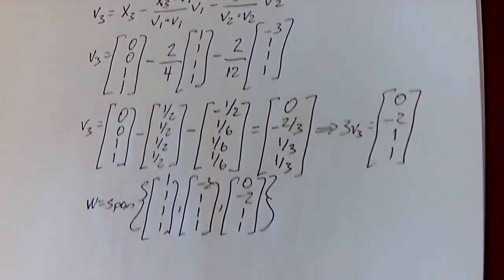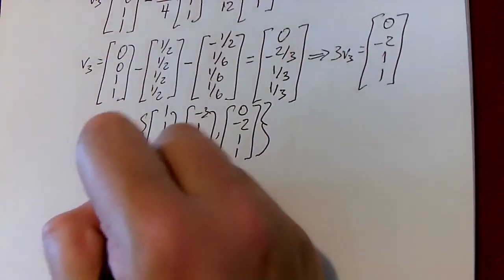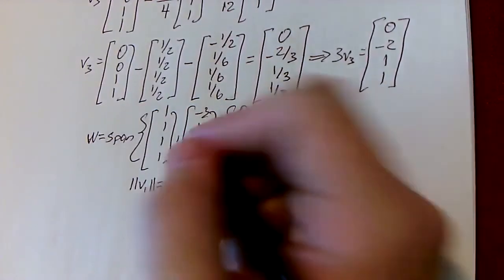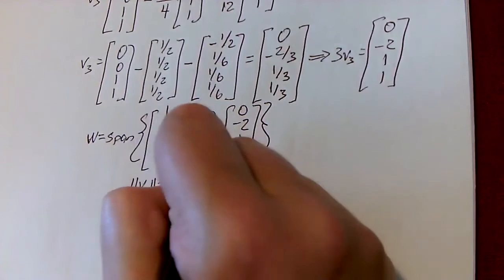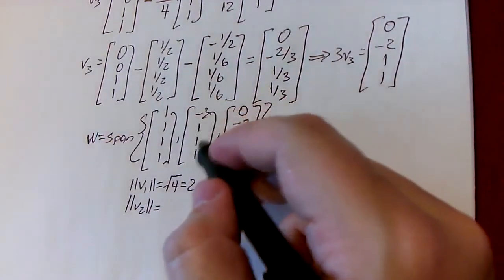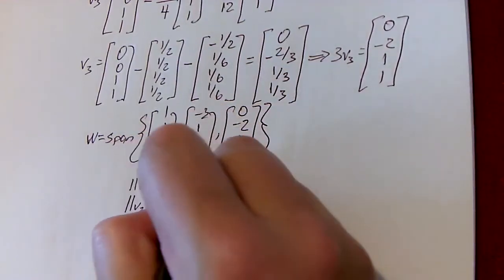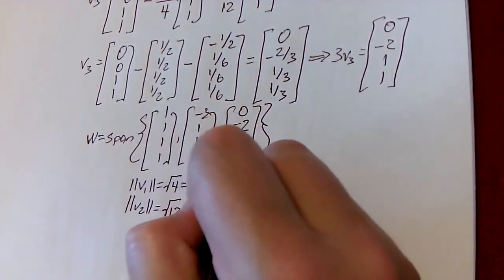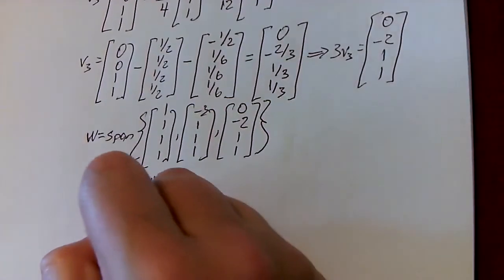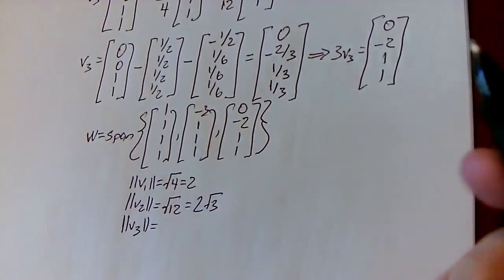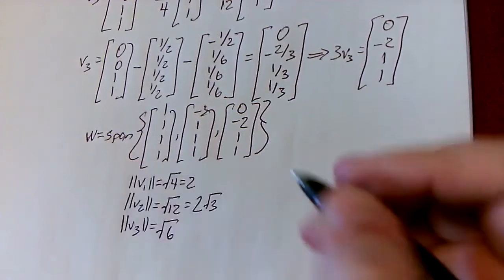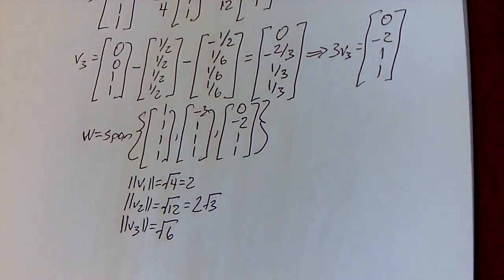Okay, now let's make it an orthonormal basis. So the norm of V1 is going to be the square root of 4, which is 2. The norm of V2, this would be 9, 1, 1, and 1. It would be the square root of 12, which is 2 square roots of 3, because 4 times 3 is 12. And the norm of V3 is going to be 0, 4, 1, and 1. That's the square root of 6. So there's not much else we can do with that.